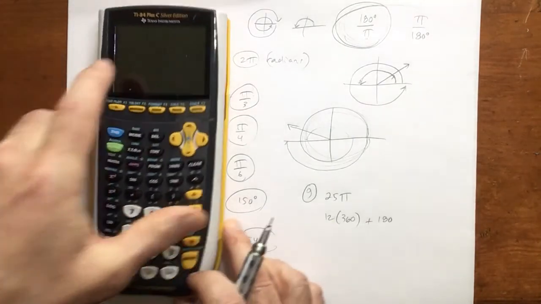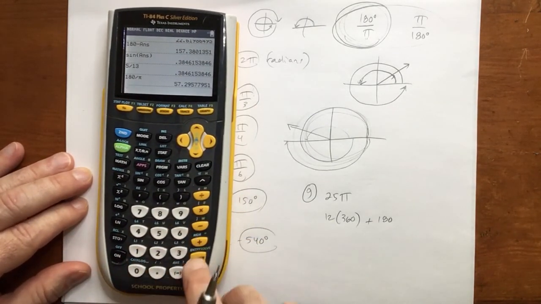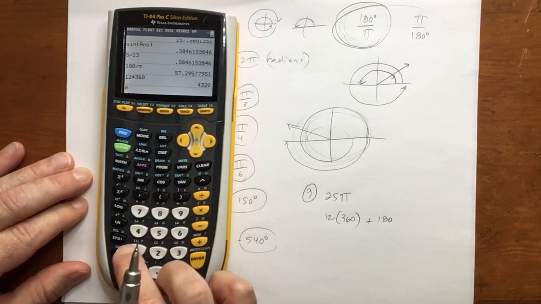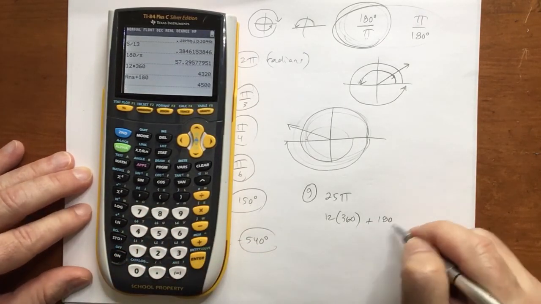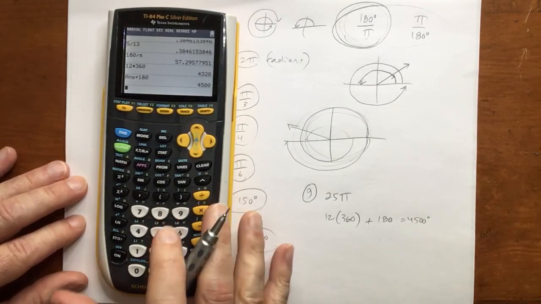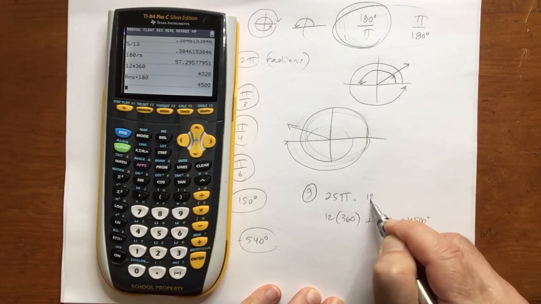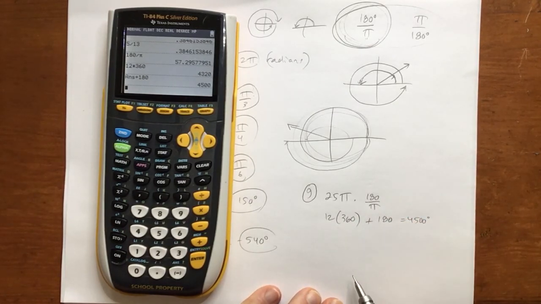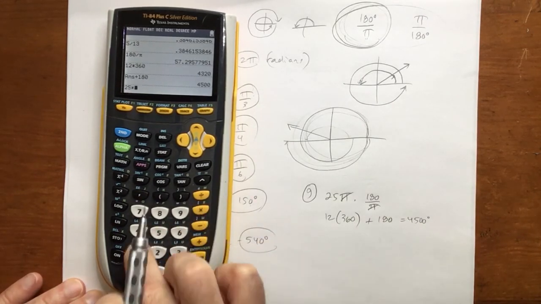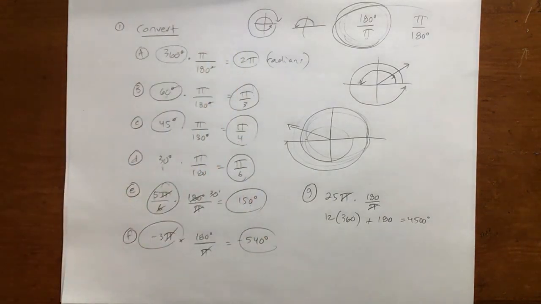Okay, and so let's see if that worked. So 12 times 360 plus 180 is 4,500 degrees. Okay, now let's see if that's true if I use my conversion factor, 180 over pi. The pi's reduce, I get 25 times 180, and I get the same answer. So I hope we're building an understanding of what a radian is.